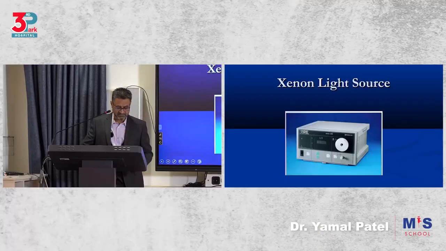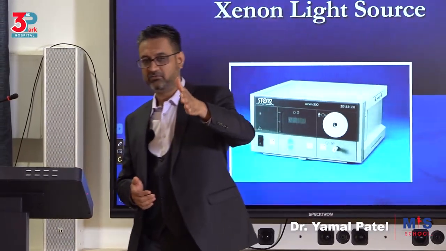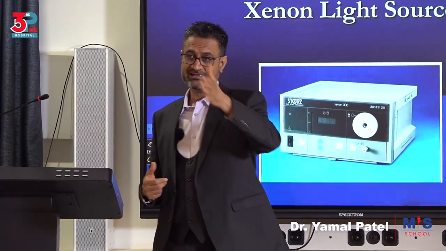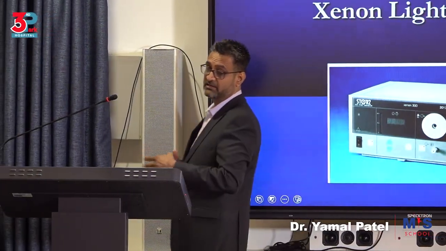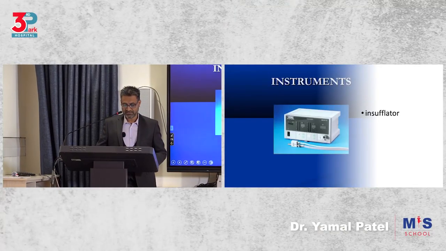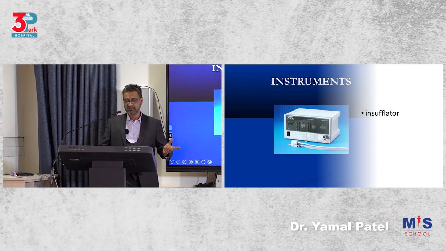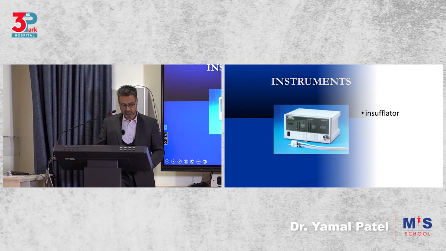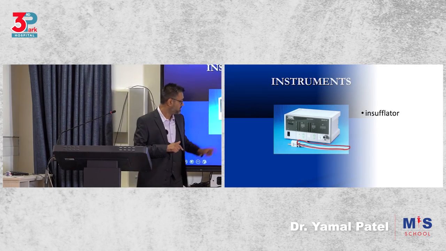This is how a xenon light would be. We currently have the LED light. In the past, there used to be tungsten lights or the filament. Then we went to the halogen, which is like xenon. And now we have LED. So LED is a bit of a cold light. Xenon is a warm or hot light. We have instruments. This is an insufflator that is used for gas insufflation. In our case, we use CO2 with a warmer. So this is a warmer.